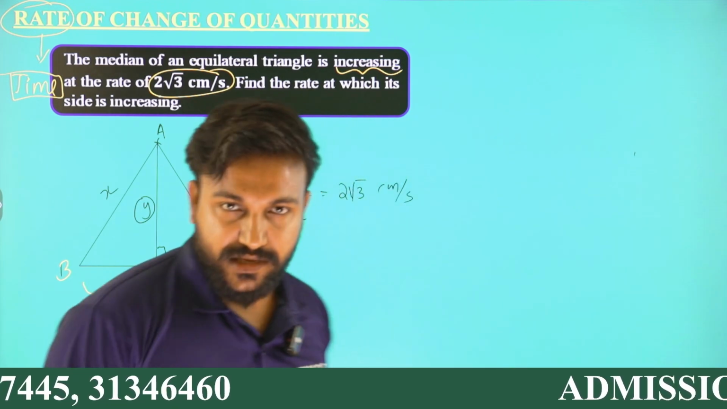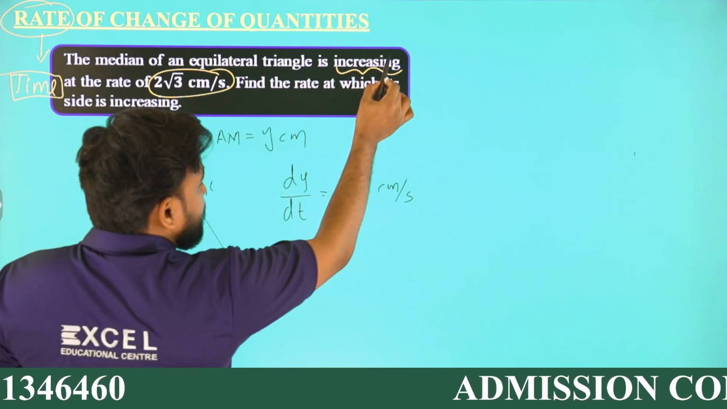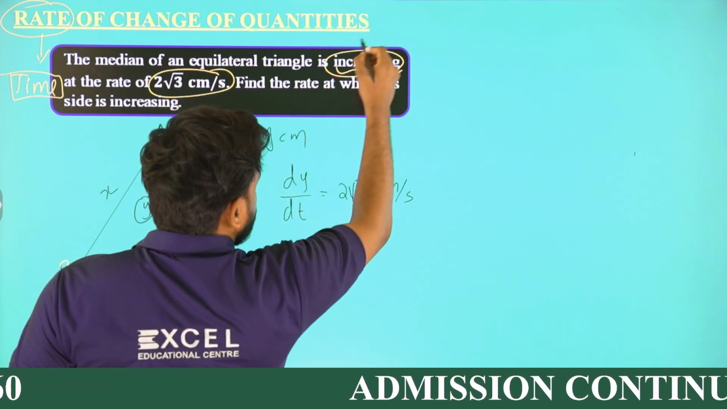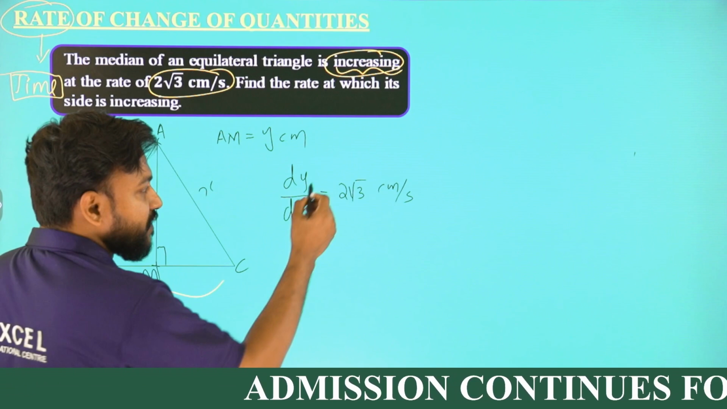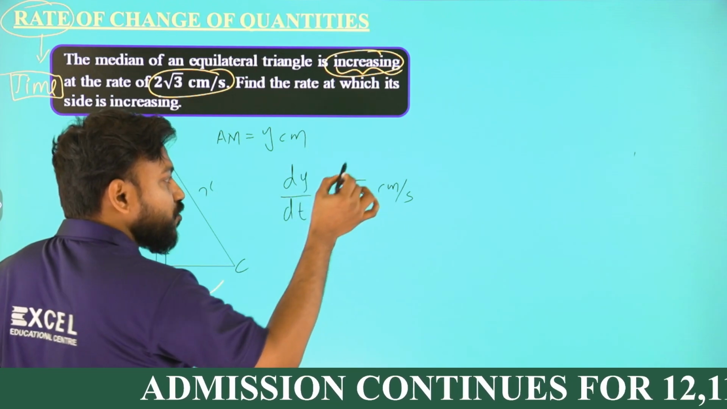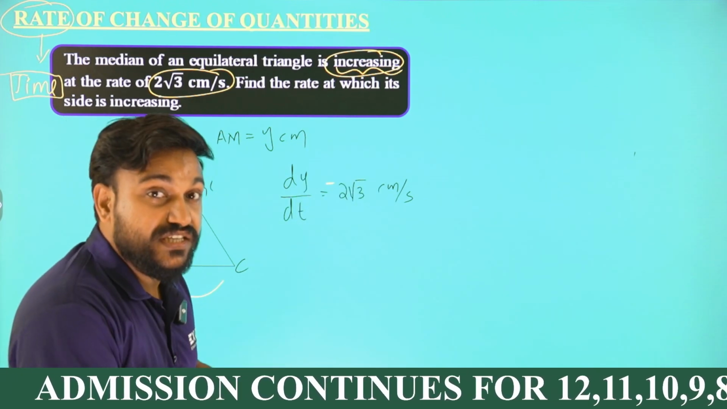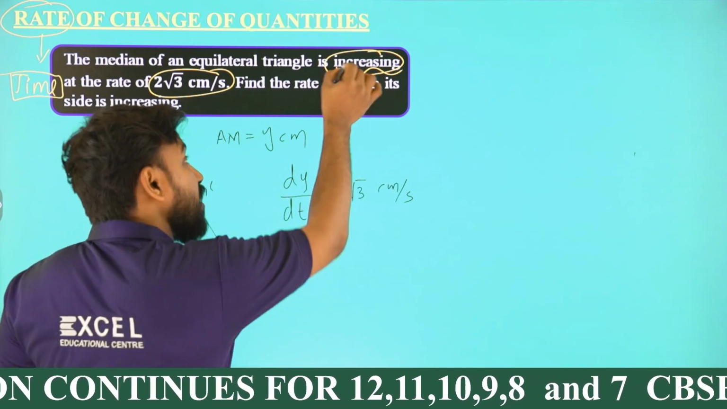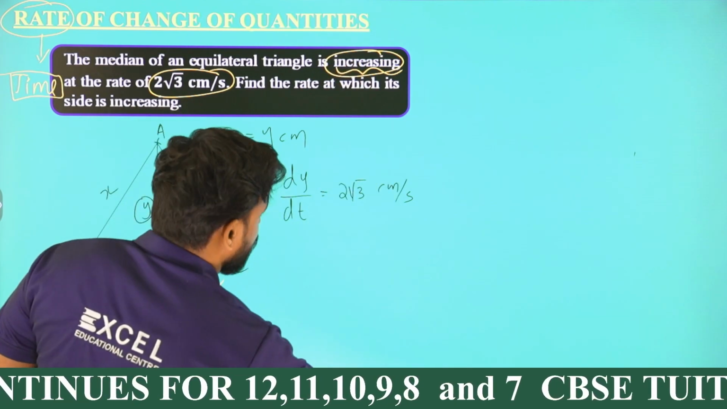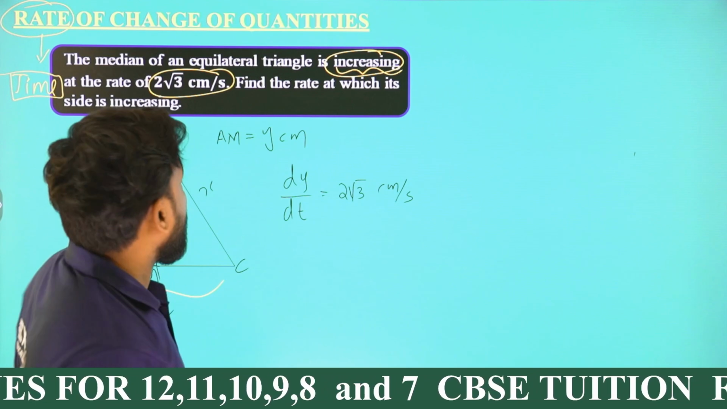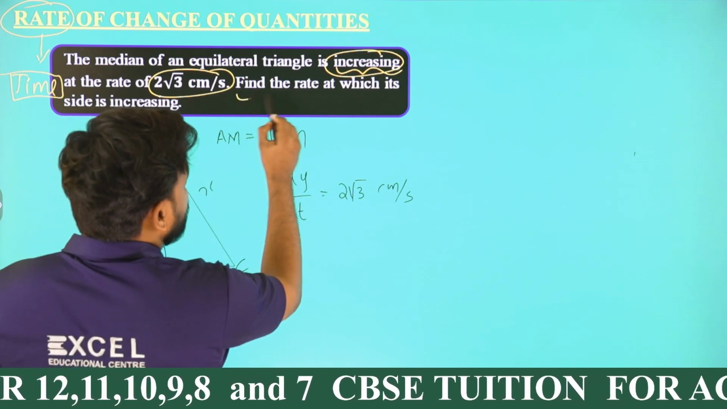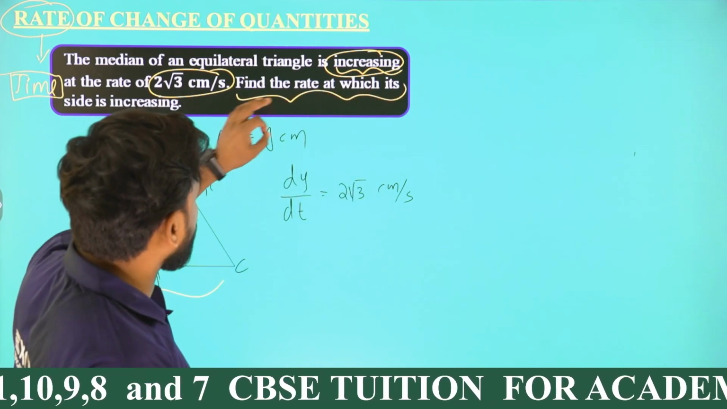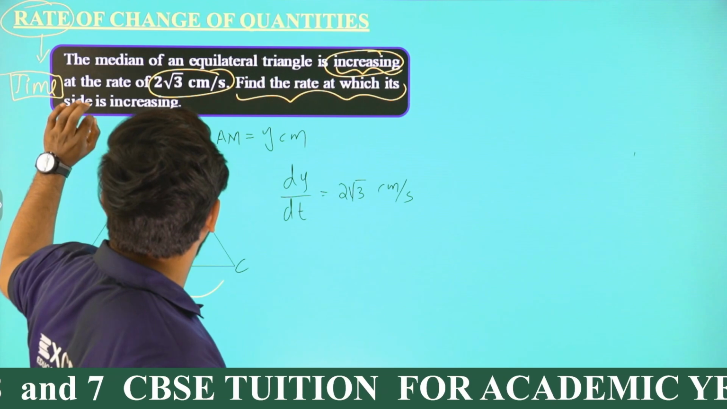2√3 centimeter per second. If they had said decreasing instead of increasing, you would have to put a negative in front of it. Now it's increasing, so you don't need to put a negative in front of it. And what they need to find is the rate at which its side is increasing.